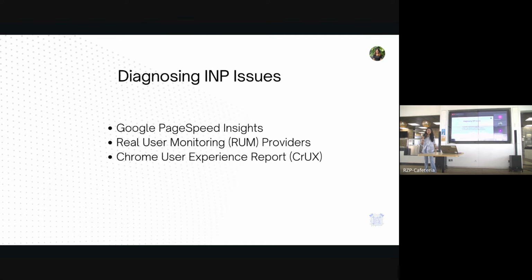So you have Lighthouse, you have Google PageSpeed Insights, you have RUM providers. Generally, RUM providers are of two types. You can use third-party RUM providers, and generally companies have their own RUM services. Those providers you can use because they hold the data of your user base. CrUX is field data generally provided by Google, so if you want to analyze that, you can. So these are the ways in which you can diagnose your INP issues.